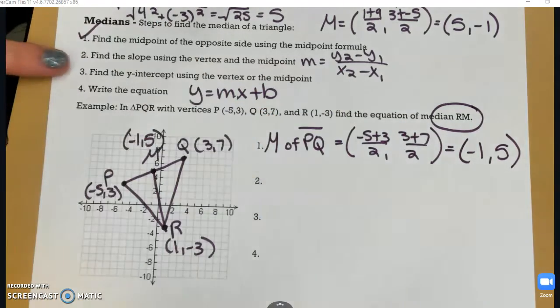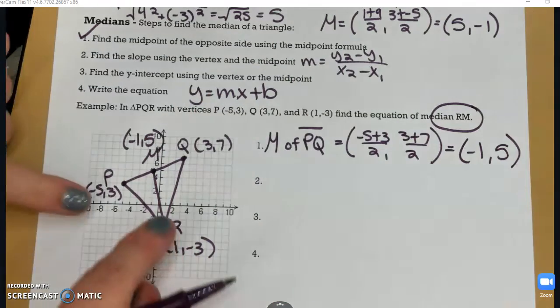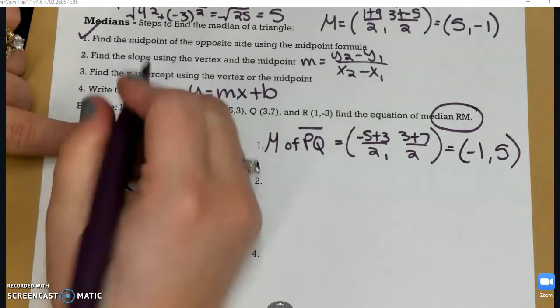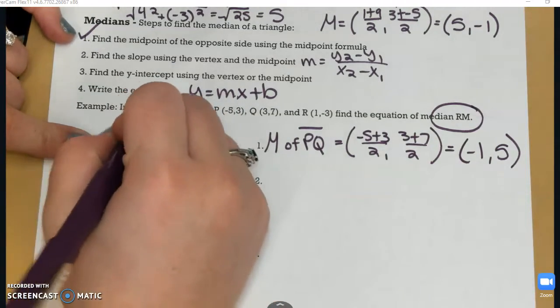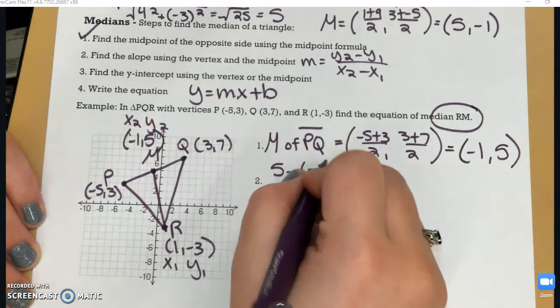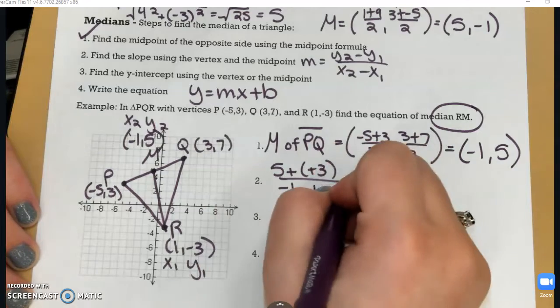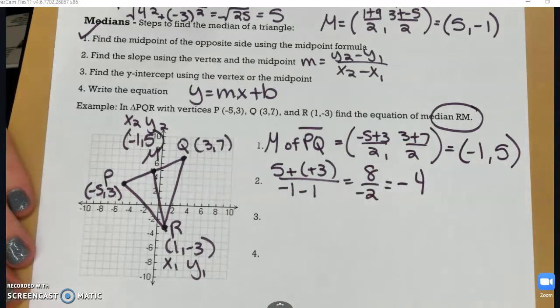And now I'm on to step 2, which is to find the slope. So I'm going to use my slope between the R vertex and my midpoint. So this is going to be x1, y1. Here is x2, y2. So 5 minus negative 3 over negative 1 minus 1. It's going to be 8 over negative 2, which is negative 4.